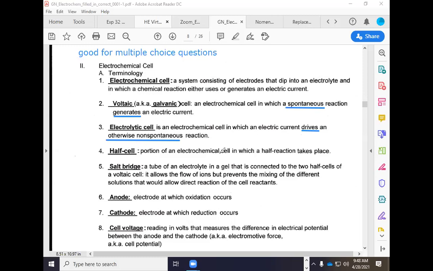The half cell is a specific half reaction. The salt bridge, you have the electrolyte, it can be a gel or aqueous, that's not critical. And you use it between the two half cells, which are beakers typically. And it allows the flow of ions, but prevents the mixing of the solutions.